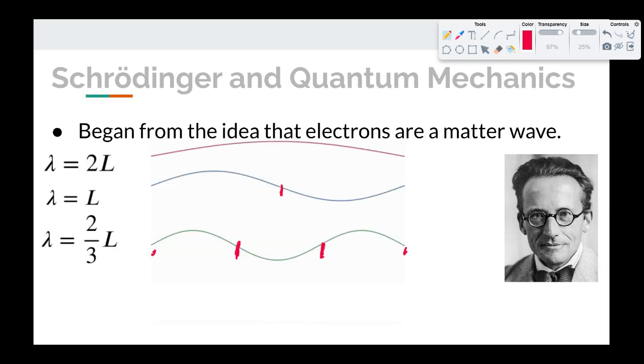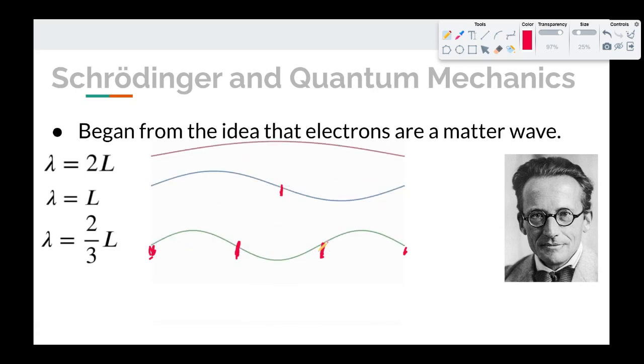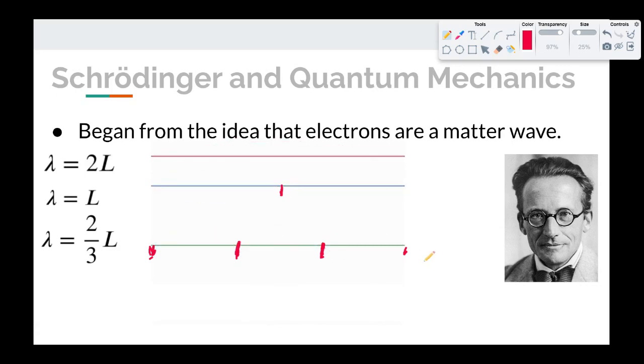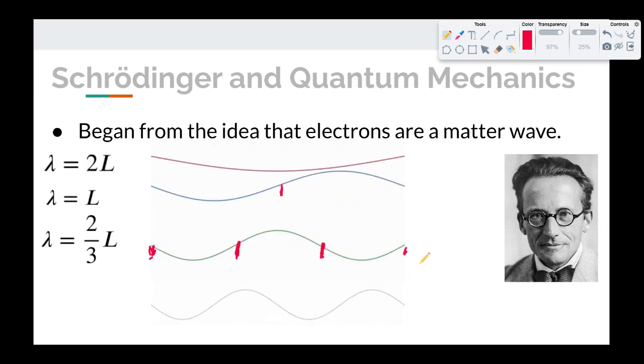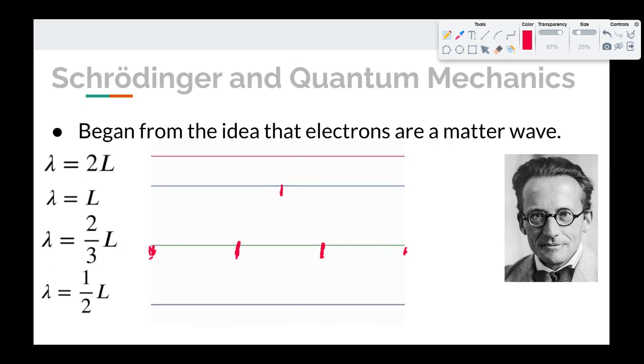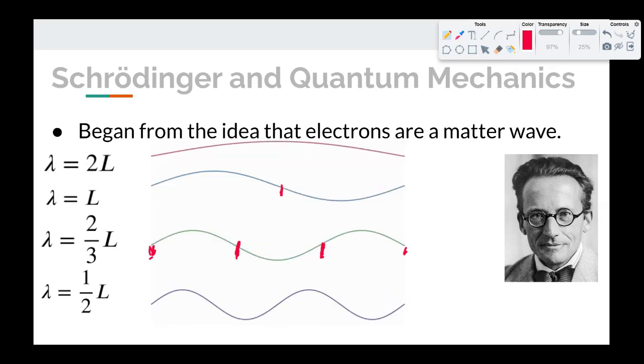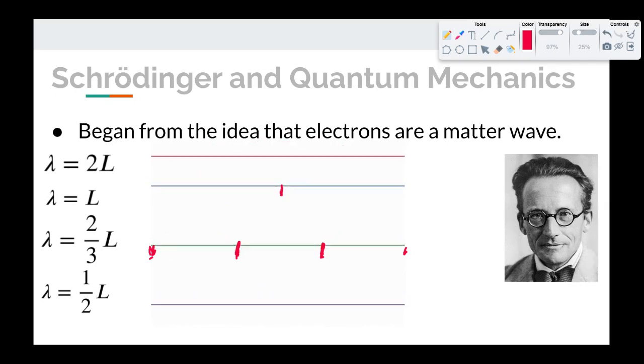So, from the end of the string to this node, that's a wavelength. So that's 2/3 of the length of the string is one wavelength. And then the next mode of vibration you could have is where 2 wavelengths fit on the length of the string, and now you got 3 nodes in the middle and then your 2 on the end. So lambda is half of the length.